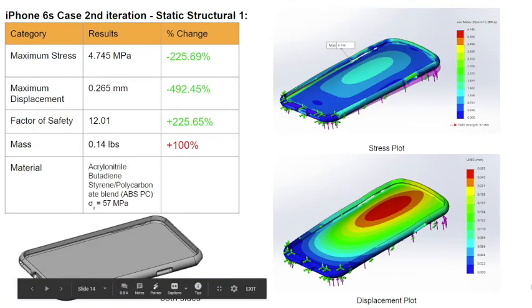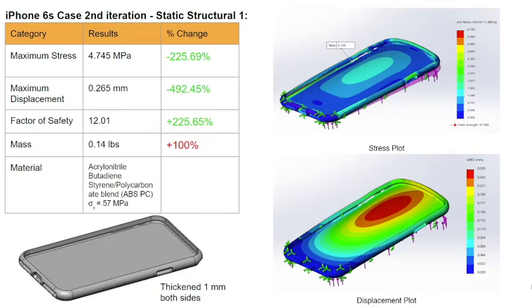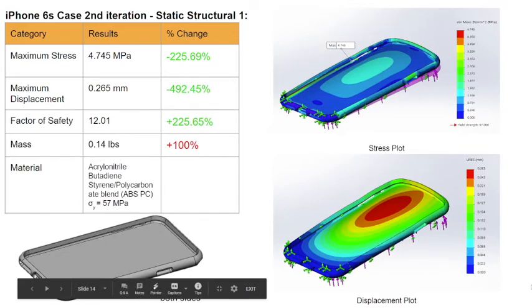For the second iteration, the iPhone case has twice the thickness in the walls. The maximum stress decreased to 4.745 MPa and the maximum displacement decreased to 0.265 millimeters.